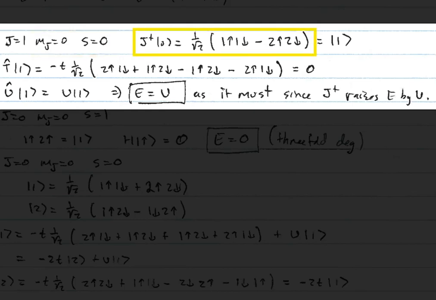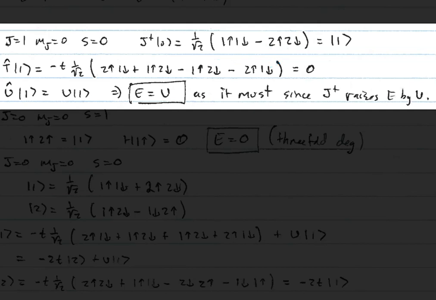We can write down what that state is. It's 1 over square root of 2, 1 up, 1 down, minus 2 up, 2 down. We're going to call that state state 1. If I act the hopping operator on that, I'm going to get a minus t pulled out in front. The 1 up can hop to a 2 up. The 1 down can hop to a 2 down. The 2 up can hop to a 1 up. The 2 down can hop to a 1 down.